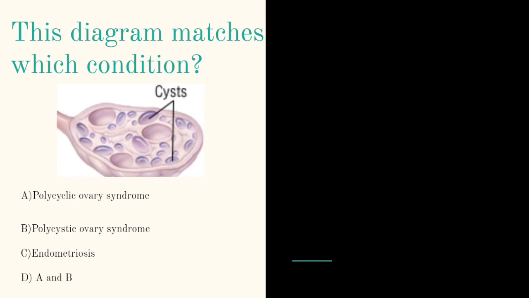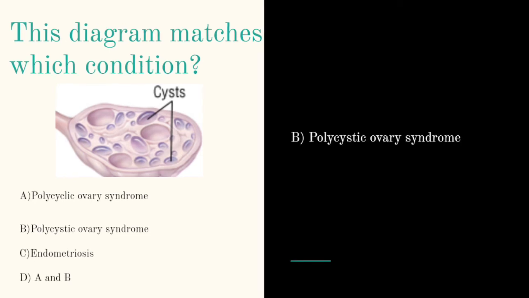The last question asks, this diagram matches which condition? In the diagram, you can see there are cysts within an ovary. So immediately you know that the condition it is talking about is polycystic ovary syndrome. B is the correct answer because A is spelled incorrectly.